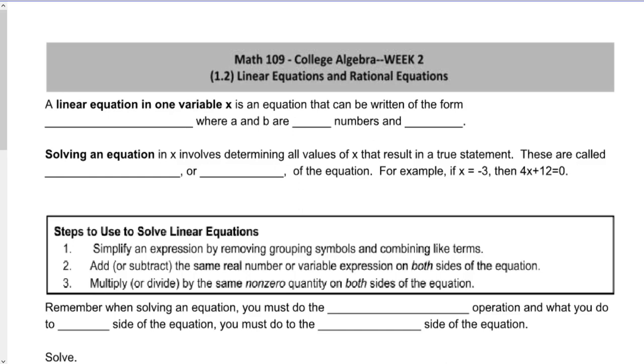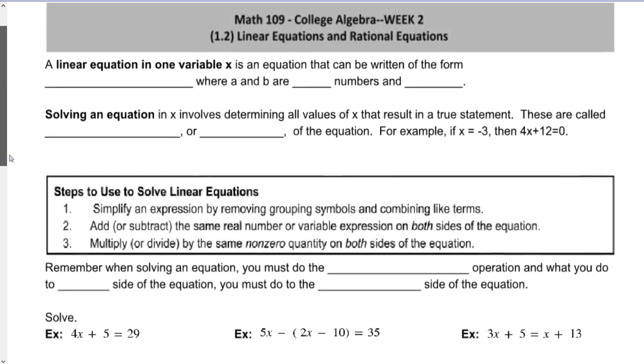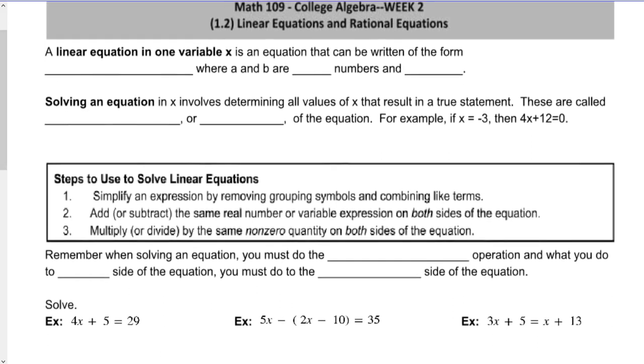Right, we're looking into week 2 here with section 1.2, and this is all about linear equations and rational equations. Don't forget, rational is just a fancy word meaning a fraction, so we'll have some with those in them. So let's take a look at what a linear equation is in one variable.